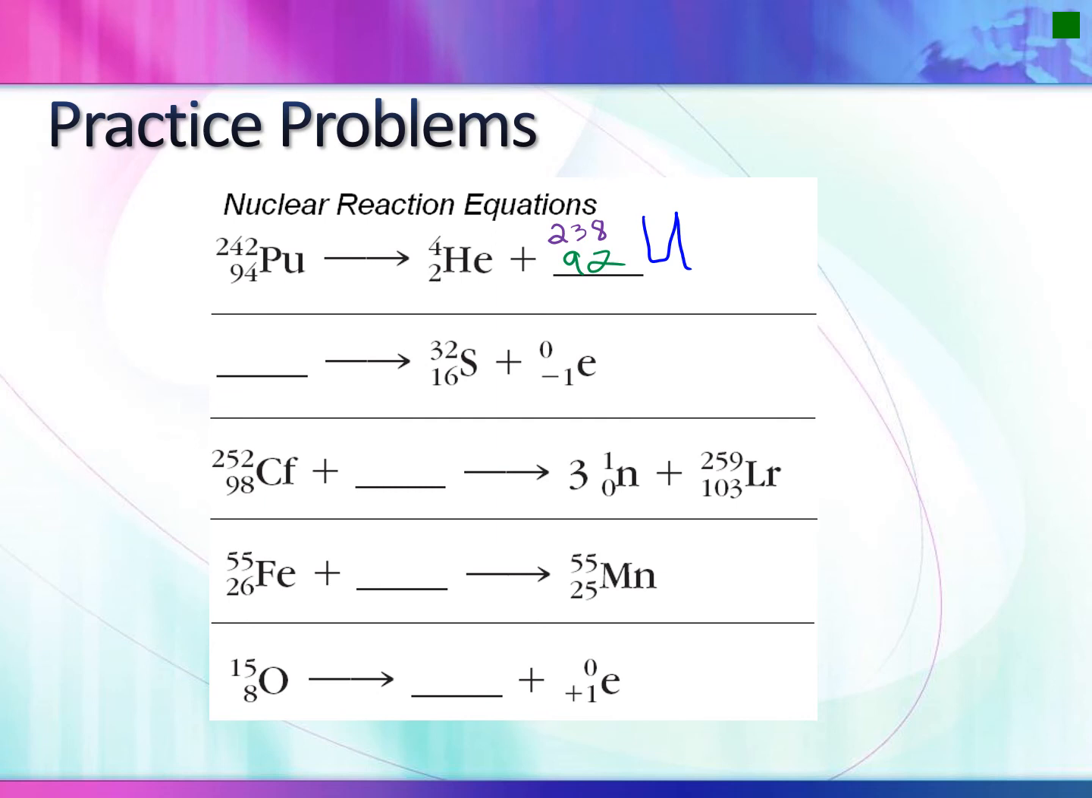Okay, so let's do the next one. We've got x equals 32 plus 0. So x equals 32. Pretty easy. And then the next one, we've got x again. x equals 16 plus -1. So x equals 15. I look up what 15 on the periodic table is, and that is phosphorus. Okay. All right, I'm going to erase this just a little bit.